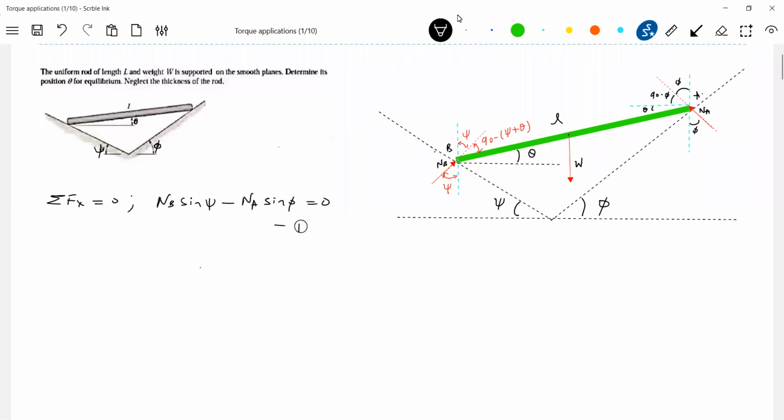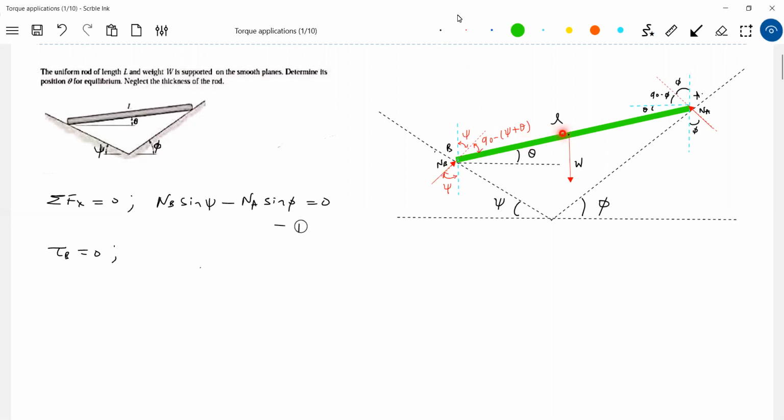Let's go for torque about point B. Net torque about point B: as the system is in equilibrium, net torque about point B should be 0. We will set up the torque due to the weight and due to NA. Due to the weight, how much should it be? L by 2 cos theta. What is this length?